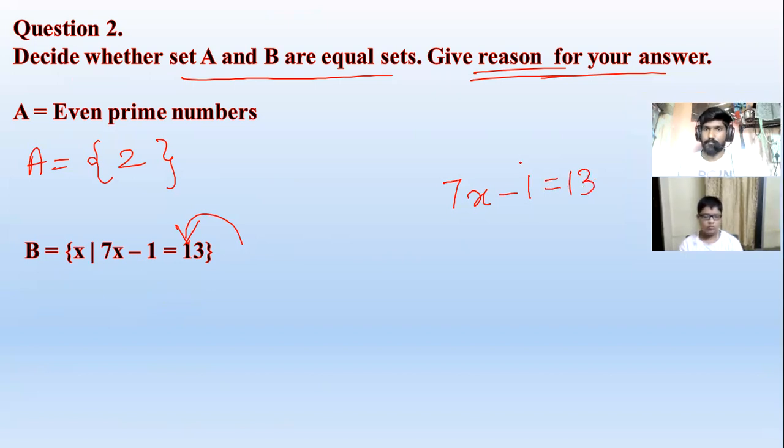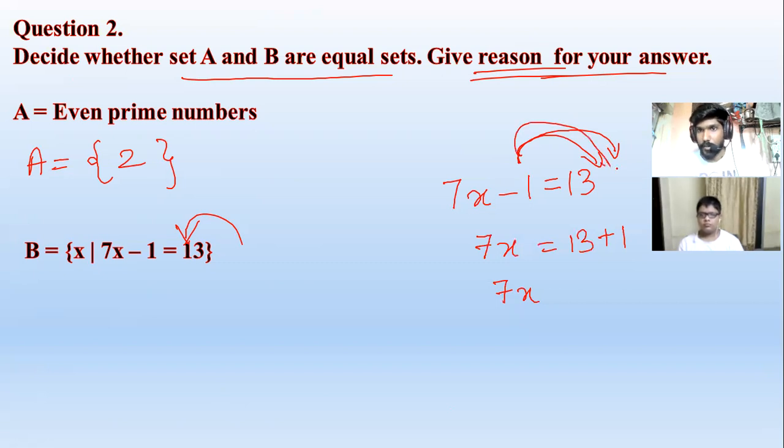What should I do? Can you tell me? We'll take 1 to the other side. You take minus 1 to the other side. So 7x is equal to 13 plus 1. Minus 1 went to the other side, and minus will change to plus. So note one thing: when you take a negative number to the other side of the equal to sign, the negative number changes to positive. So minus 1, when it went to the other side of the equal to sign, became plus 1. So that's how you get 13 plus 1. How much is 13 plus 1?